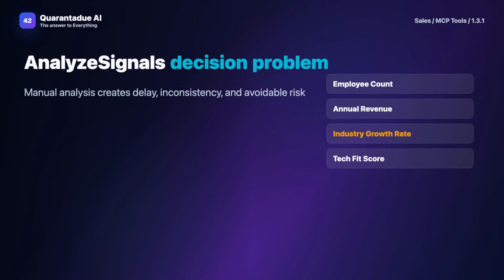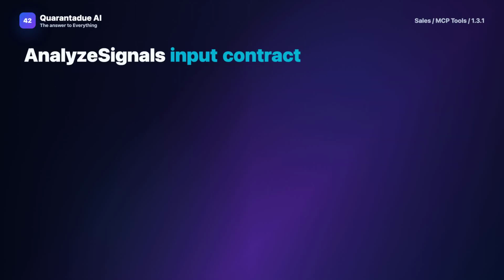Analyze Signals starts with a defined input contract. Typical inputs include employee count, annual revenue, industry growth rate, tech fit score, and adoption velocity. Keeping these fields explicit reduces ambiguity and makes every run easier to audit.